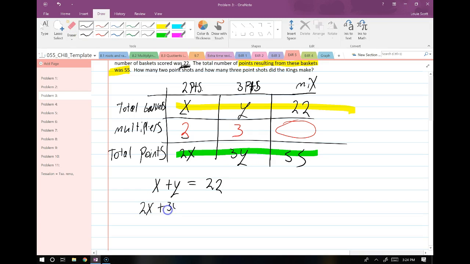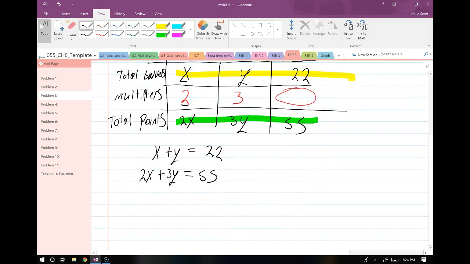2x plus 3y equals 55. Maybe we'll do substitution. You got a question? All right, let's do substitution. So I'm going to solve for x. Remember, to do substitution, we solve for a variable, and then we plug it into the other equation. I'm going to take this top equation and solve for x. If I subtract y from both sides, I get x equals 22 minus y.